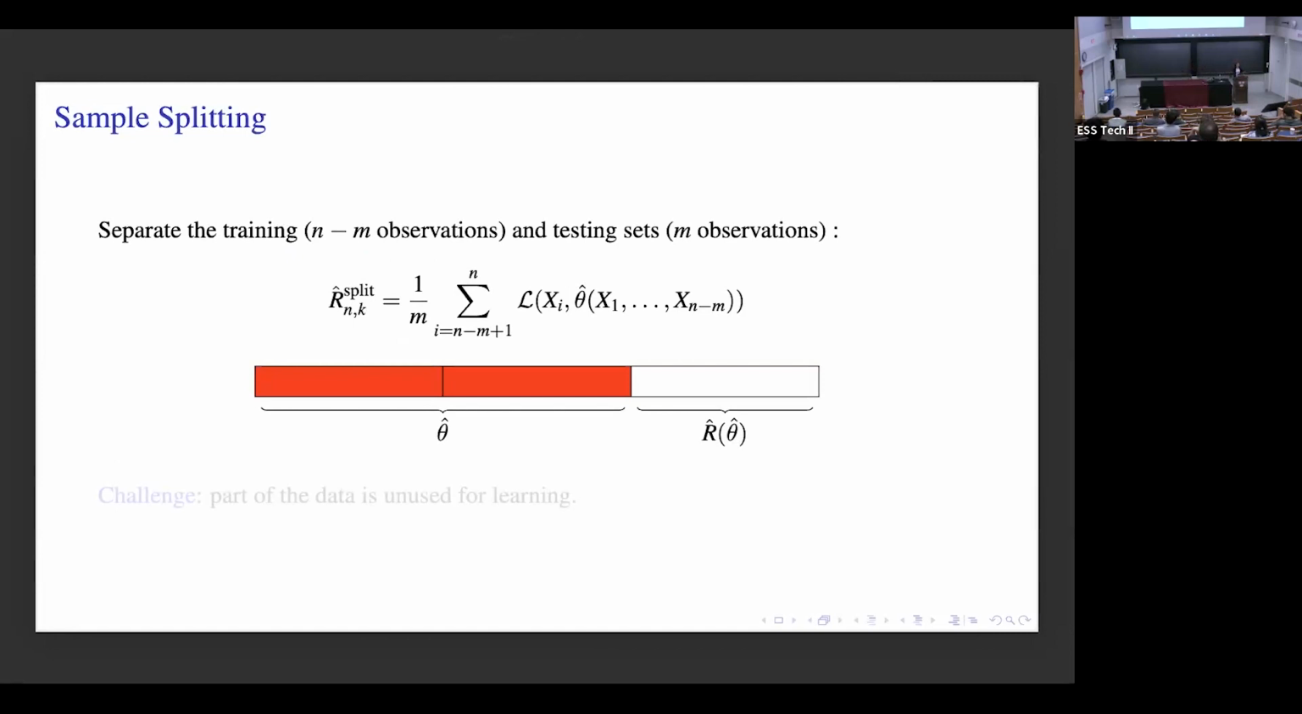So the advantage of this idea is that here you're not using the same data for training your estimator and for evaluating its performance. The problem, obviously, is that there is always some part of the data that is left unused for learning. And this can be especially frustrating, for example, for high-dimensional estimators.